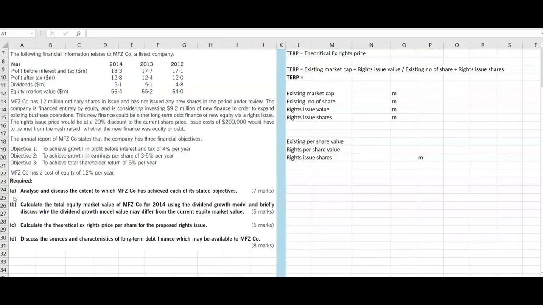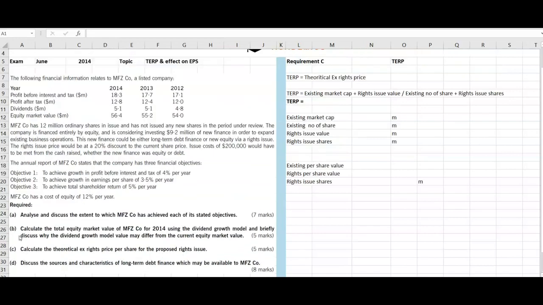So we'll start from the requirements. Analyze and discuss the extent to which MFZ Co has achieved each of its objectives. The second one is calculate the total equity market value of MFZ Co for 2014 using the dividend growth model, and briefly discuss why the dividend growth model value may differ from the current equity market value. So we have already done this kind of a problem. So the third is calculate the TERP price per share for the proposed rights issue, and the last one is a theory question.